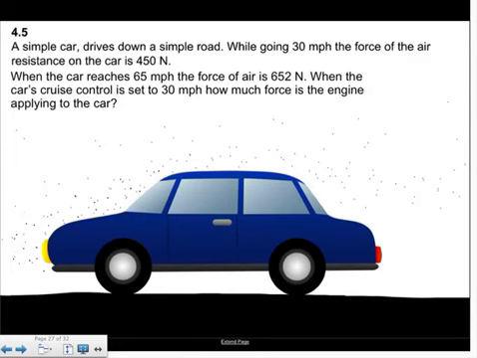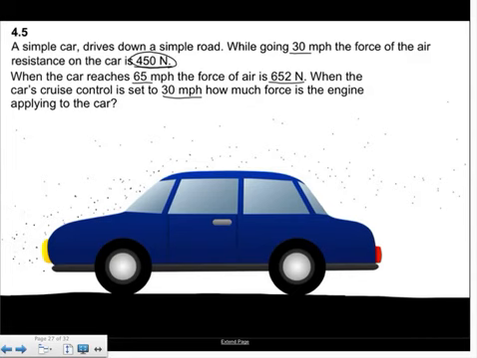It says when a car drives down the road at 30 miles per hour, the force is 450 newtons. But when it speeds up, the force of air resistance increases, which makes sense. You're moving faster. All right? But then the question says when the car's cruise control is on and it's set to 30 miles per hour. So we know when it's 30 miles per hour, there's 450 newtons of force.